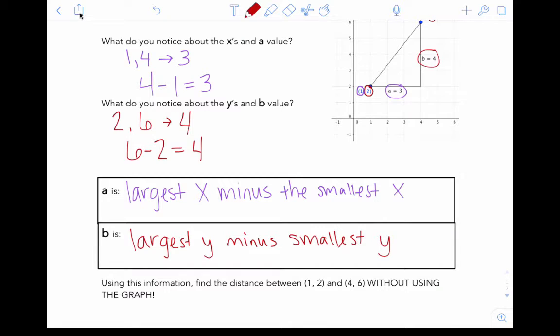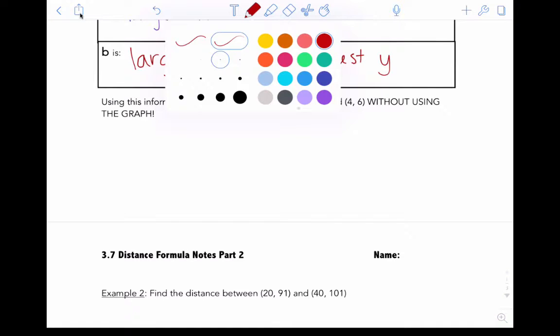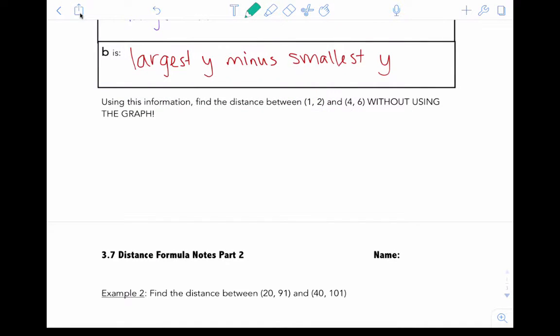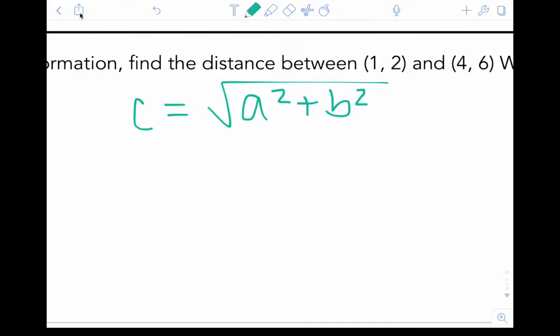Now we're going to use this information to actually find the distance between the points (1, 2) and (4, 6) without using the graph. So remember that we said the distance between those points is c, and c is equal to the square root of a squared plus b squared. And then we said that a is the largest x minus the smallest x. The largest x here is 4, so a is 4 minus 1.